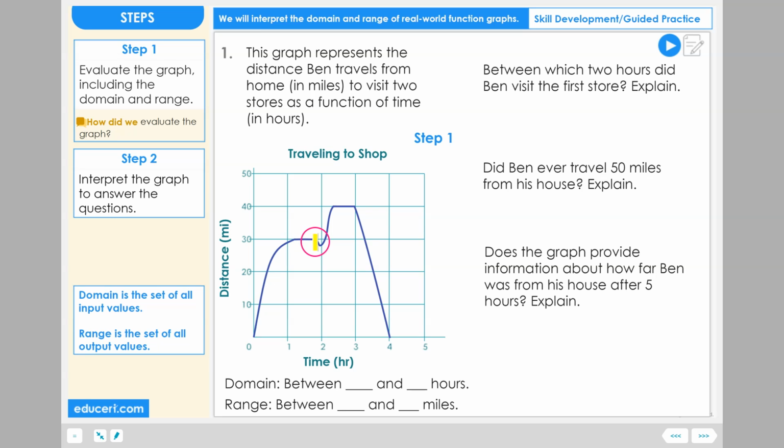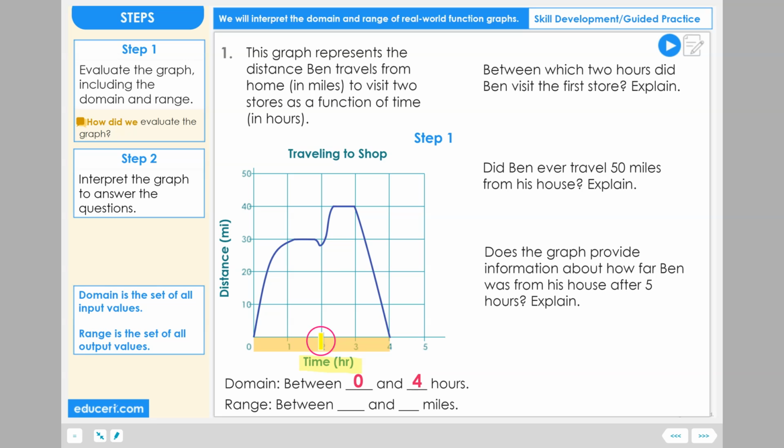His overall distance away from home begins to change again as he continues to go further away and then plateaus for a second stop. Once again, his overall distance from home plateaus, suggesting that his movement is limited to a small area. After about another 40 minutes, he is starting to get closer and closer to home until he arrives back home. The domain, which is the set of all input values, is between 0 and 4 because these are all of the values that have information on the graph.